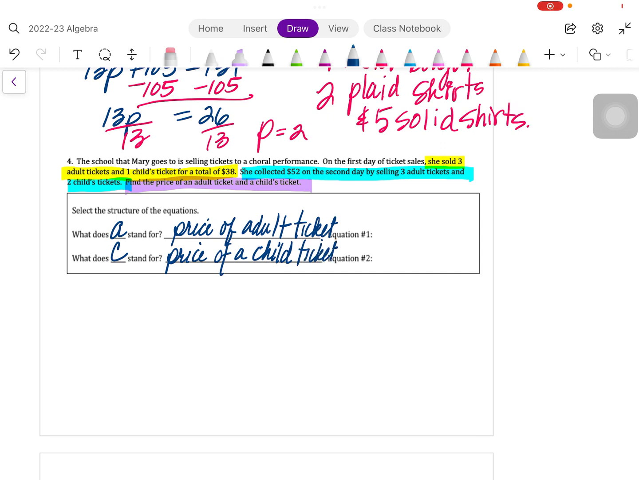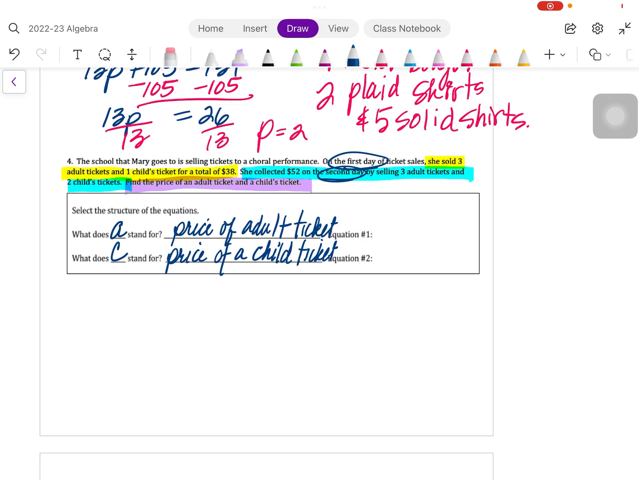Okay, for our equations, now think about how we're going to set those up. This time, notice it says on the first day she did this, and on the second day she did this. So equation number 1 is going to come from the first day. And I'm sitting here thinking, oh my gosh, I just said money goes with money. This is an exception to the rule because we're talking about a total now. So all of that information that's highlighted in yellow goes together. She sold 3 adult tickets and 1 child ticket for a total of 38.